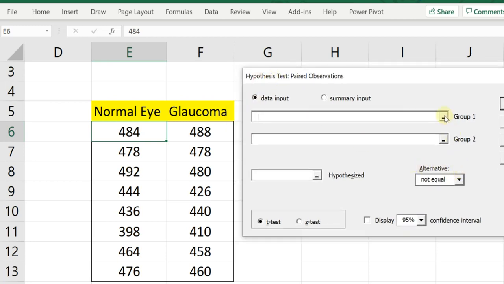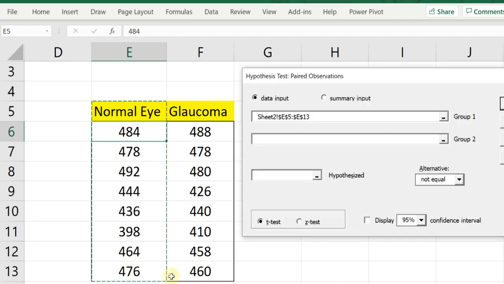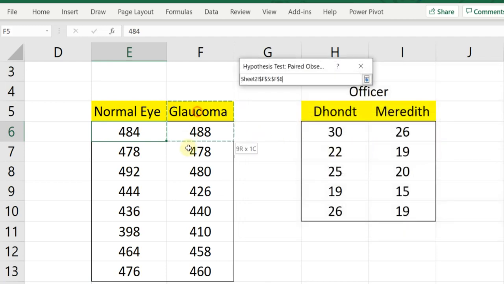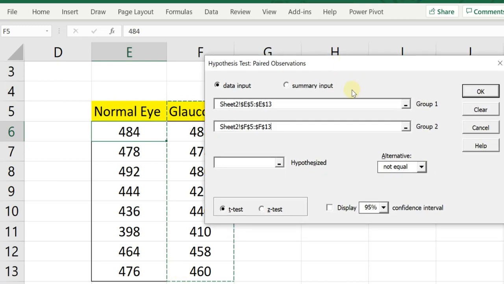And then group 1. Make sure you select the label and select that range. Hit enter. And then you go to group 2. Select this range. Hit enter. And let's see here.